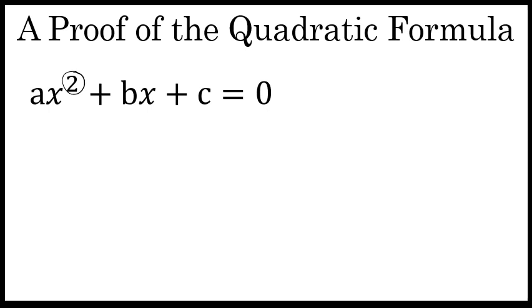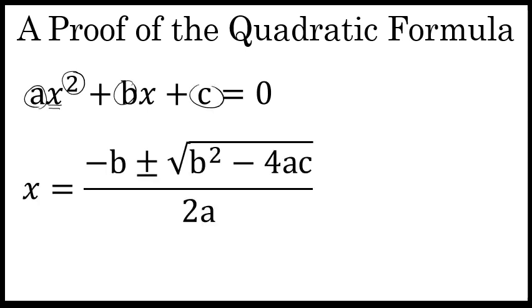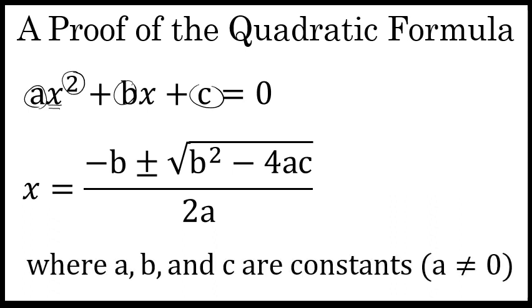The quadratic formula states that the two solutions for x can be expressed in terms of the coefficients a, b, and c, namely x is equal to negative b plus or minus the square root of b squared minus 4ac all over 2a. This is assuming that a, b, and c are any constants with one restriction. The value of a does not equal 0. Let's begin the proof.